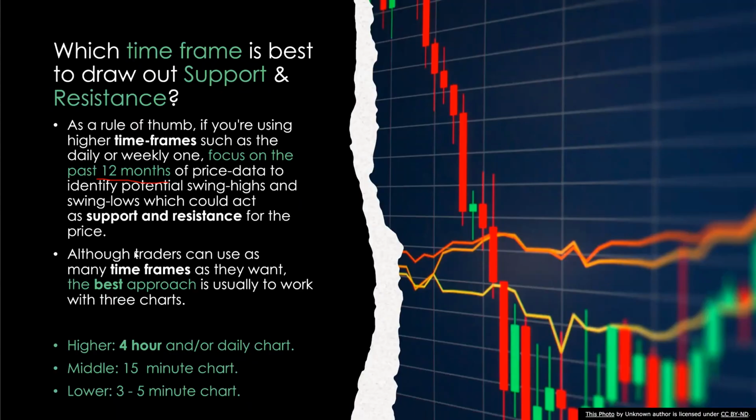Although traders can use many different time frames, the best approach is usually to work with these 3 when drawing out your S&R. If you're doing intraday scalping, you could use the 3 to 5 minute chart. The middle one is the 15-minute chart for day trading. And if you're swing trading, you could do the 4-hour and the daily chart. Write that down, everyone. So the higher you go, 4-hour and the daily, all the way down to the 3 to 5 if you're a scalp trader, you're going to want to use those levels for S&R. Everyone got that?